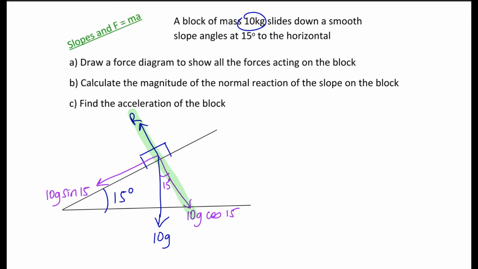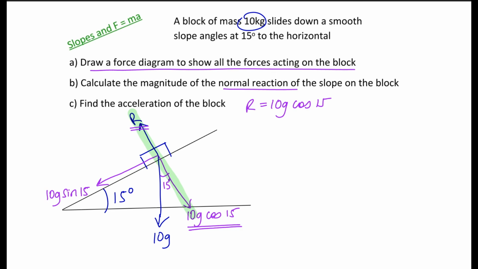So the first thing, we've done the force diagram. We're going to calculate the normal reaction. Now, the particle might be moving down the slope this way, but it's not moving up physically vertically away from the slope. It's not flying into the air. And that's basically telling us that 10g cos 15 is equal to R. They are equal to each other because they're in equilibrium. So we can just say R is equal to 10g cos 15.